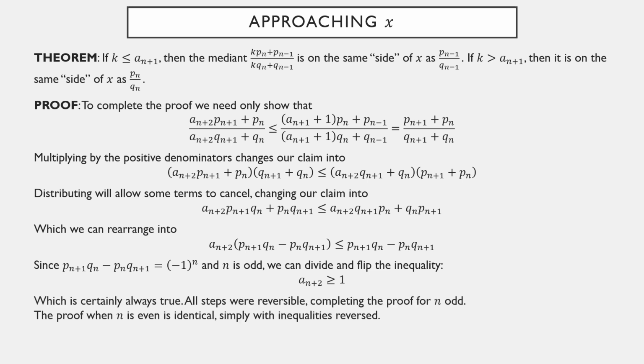All of the partial quotients are positive integers, except perhaps a0, which is an integer, but we're looking deep inside the continued fraction expansion here. And all of these steps were reversible, so you can just start from the assumption that a(n+2) is bigger than or equal to 1 and work your way back to what we needed.